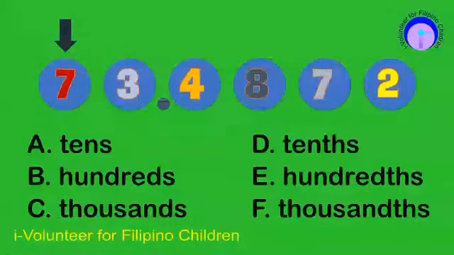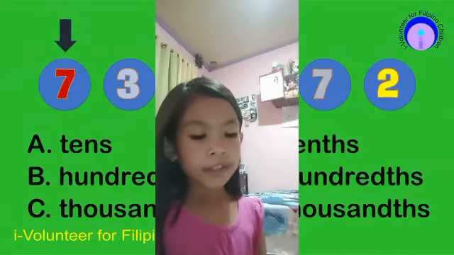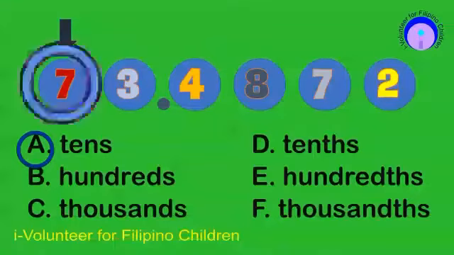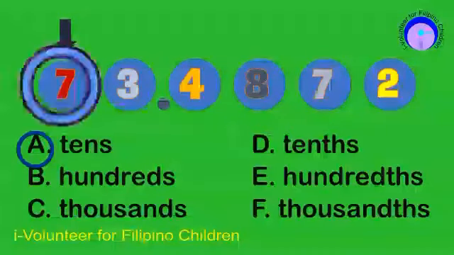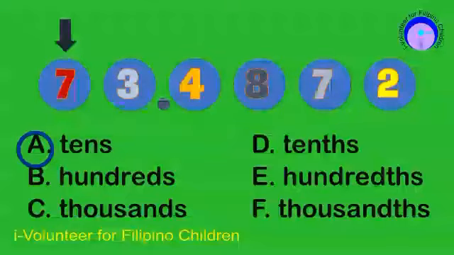How about this? Digit 7 is in what place value? 7 is in the tens place. Tama kaya si Josel pag sinabi niyang digit 7 is in the tens place? Tama ulit si Josel. Digit 7 is in the tens place. Let us go to the next item.